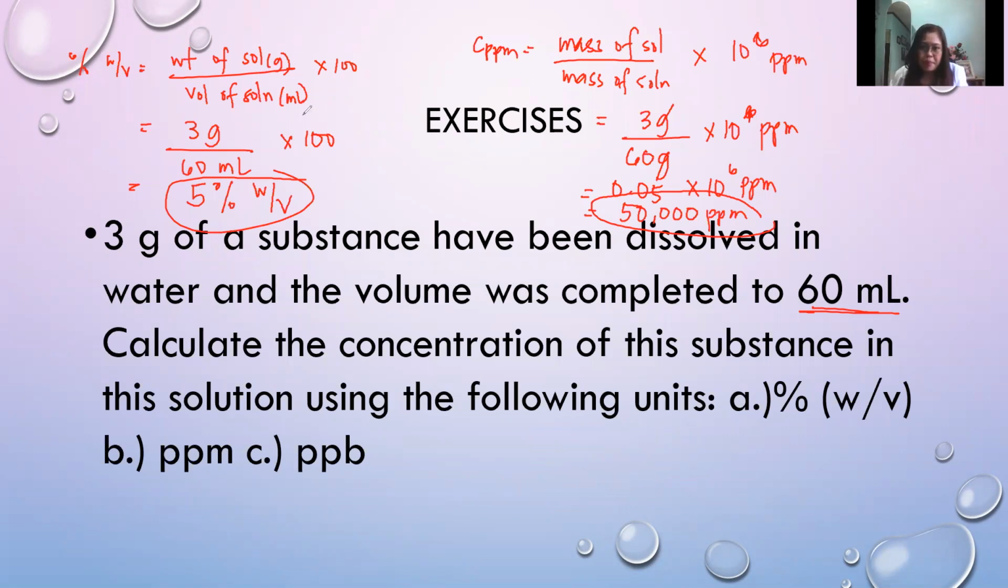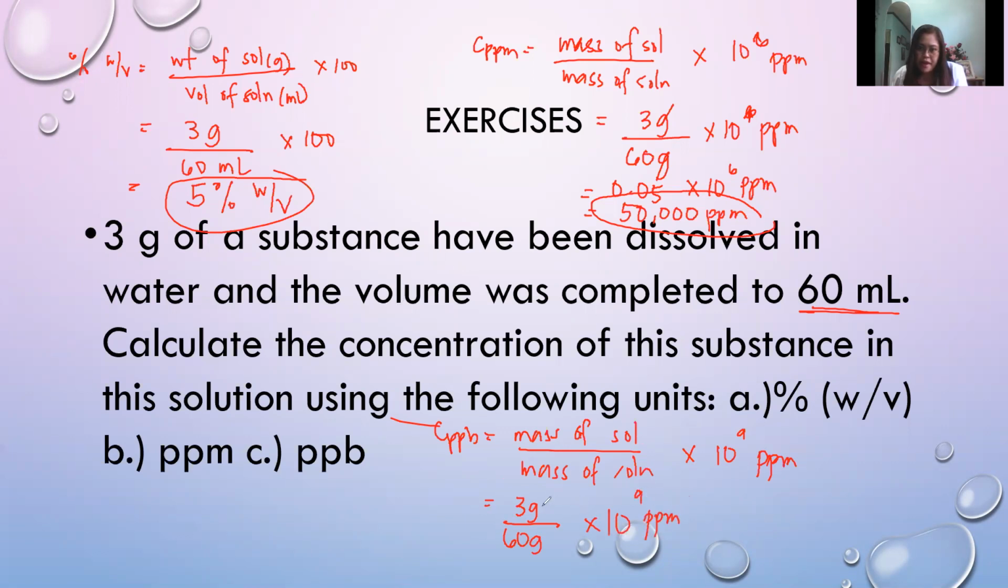Then let's have the ppb. So ppb is equal to the mass of solute divided by the mass of solution, but this time times 10 raised to the power of 9 ppm. Ayan. Let me remove this first. So the same thing, class, mass of solute is 3 grams. For water, it's 60 grams, but times 10 raised to the power of 9 ppm. So makancel ni 0.05 times 10 raised to the power of 9. Sorry, it's not ppm, it's ppb.